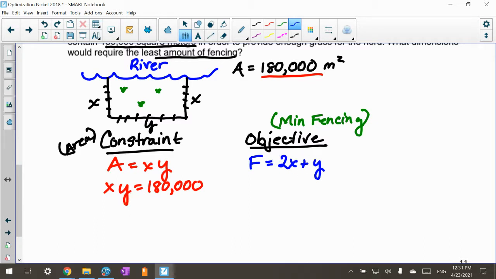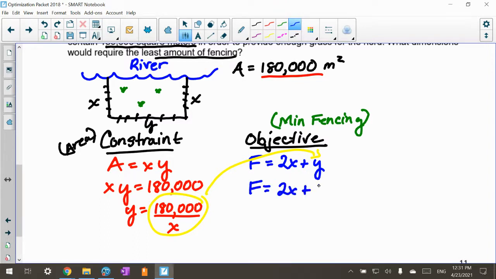So over here, I actually solve for Y. So I have Y equals 180,000 all over X. And then you guessed it, I'm going to take this constraint and put it right here in the Y spot so that I can figure out what my minimum fencing is going to be. So I have my fencing is going to be 2X plus 180,000 all over X, okay? And I got my equation.